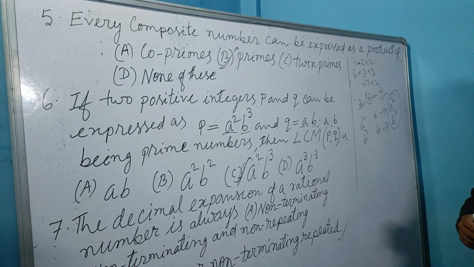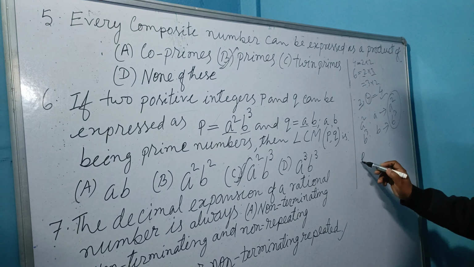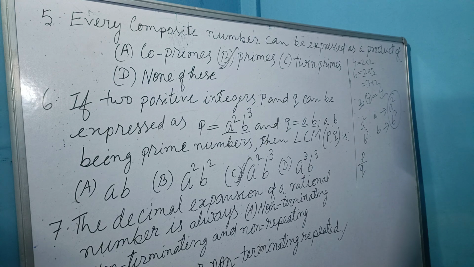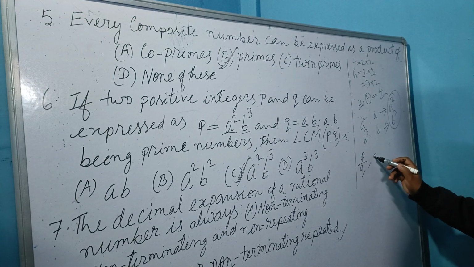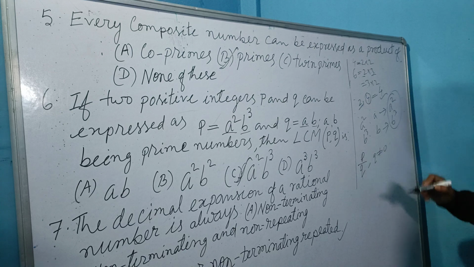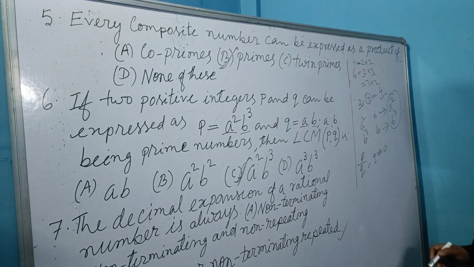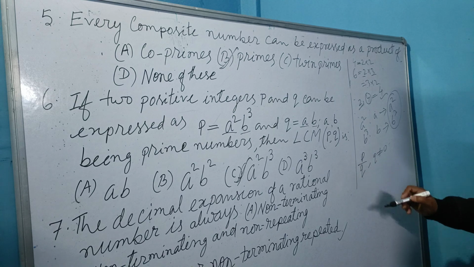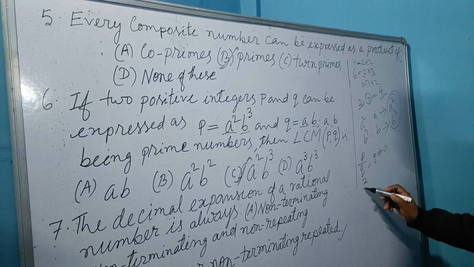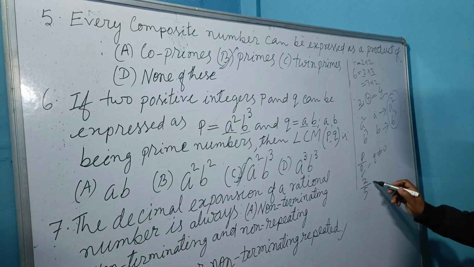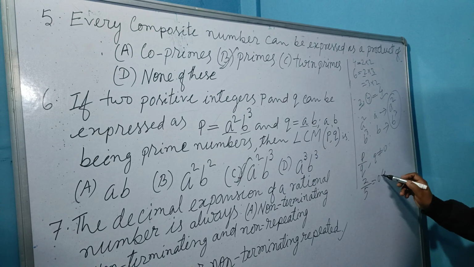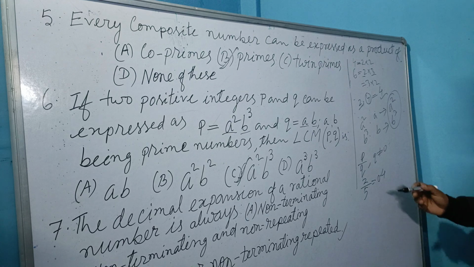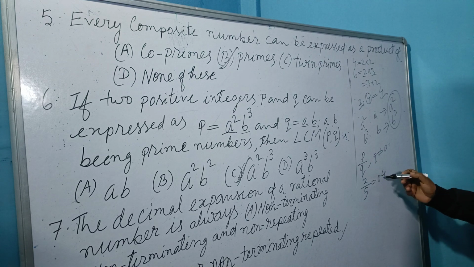Now our next question: the decimal expansion of a rational number is always what? Now a rational number, we write it in the form p by q, where p and q are integers, and the condition is that q must not be equal to 0. Now I'm giving one example, 2 by 5. If you just divide, you will get 0.4. So this is a terminating decimal number. There is no more number after this 4, except 0.